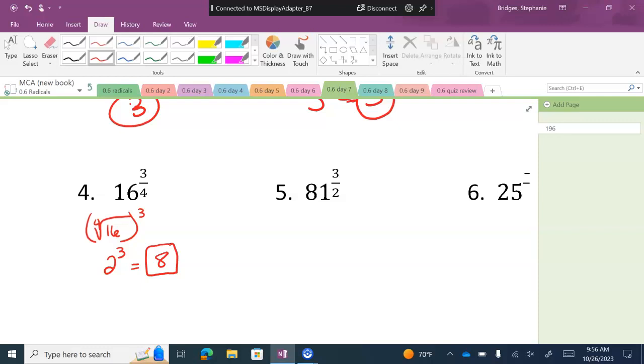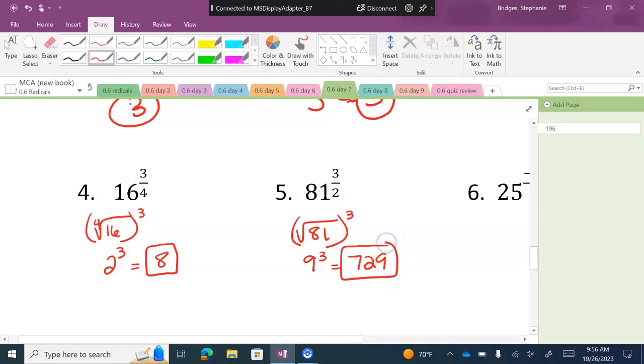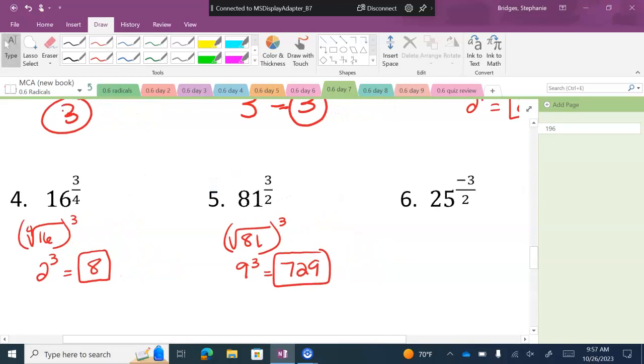All right, what root of 81 am I going to take? Square root, and then I'm going to raise that to the 3rd. What is the square root of 81? And 9 to the 3rd is? There you go. Anybody have any questions so far? Okay. We're going to change it up just a little bit.